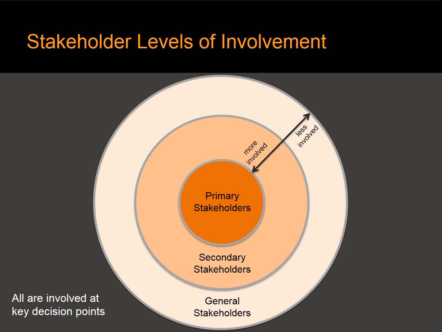Here again is our diagram showing that in our stakeholder outreach we understand that there are really three different levels going on. That there are inevitably people who are primary stakeholders who are involved more than secondary stakeholders who are involved more than general stakeholders. But the real trick to this is getting them to be involved all at key decision-making points.